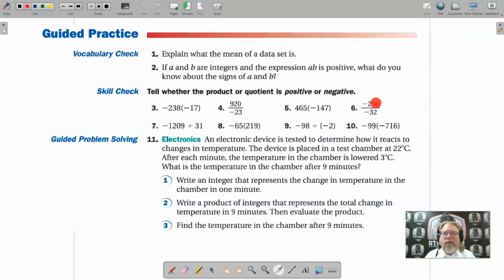Number 6, we have a division problem. Remember, all fractions are division problems. So we have a negative divided by a negative. They are the same sign, so the quotient is going to be positive. Different signs, negative; same signs, positive.